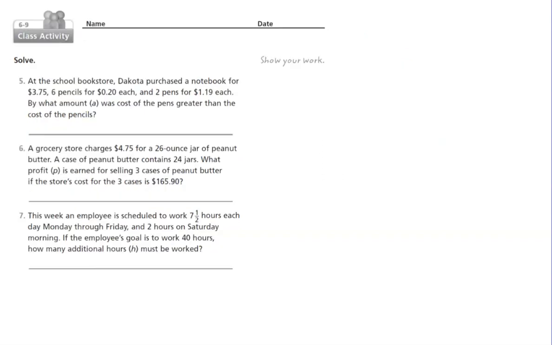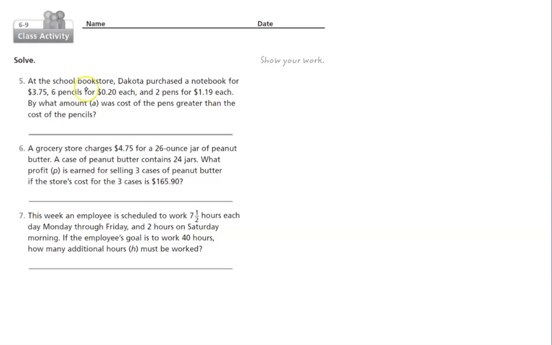But I'm going to come over here to number 5 because I found number 5 to be a little bit tricky, just because you got to understand exactly what it is they're asking you to do here. So this is a school bookstore problem again. And Dakota is purchasing something, so I don't know why. I'm just going to read it.